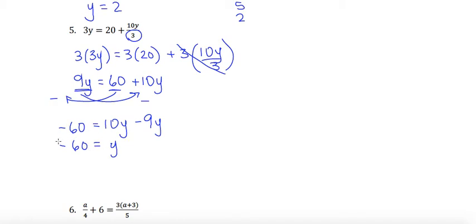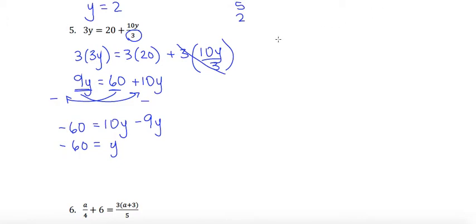So if you had kept your y's on the left-hand side, you would have had negative y is equal to 60, but we don't want to leave it as a negative y, so you would have to divide both terms by negative 1, and you would have gotten the same thing, but you would have just had an extra step.